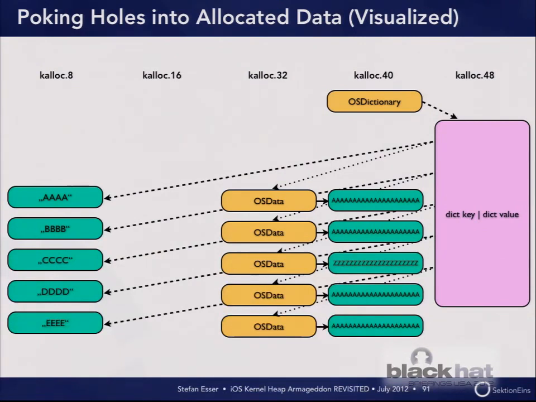And you can see in the middle there's this set, set, set, set, set, and we want to get rid of this set. So we just allocate some new value for CCCC. And then instead you have a pointer to this global true value, and the OSData object and the data it points to are freed. So this is how you can poke arbitrary sized holes into the allocation.